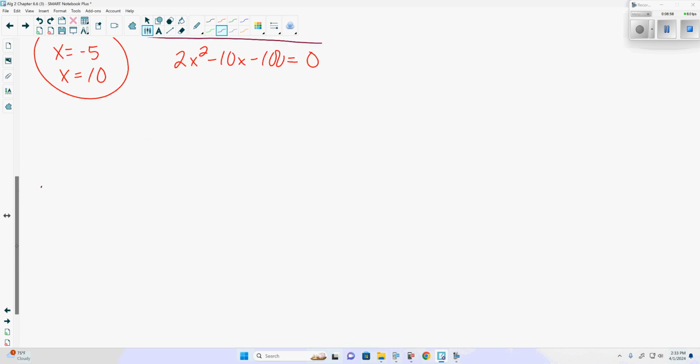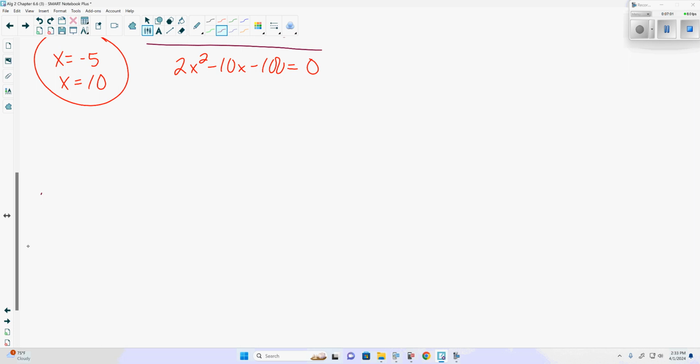We could have also factored or used the quadratic formula. Either way would have worked. Questions on this here?